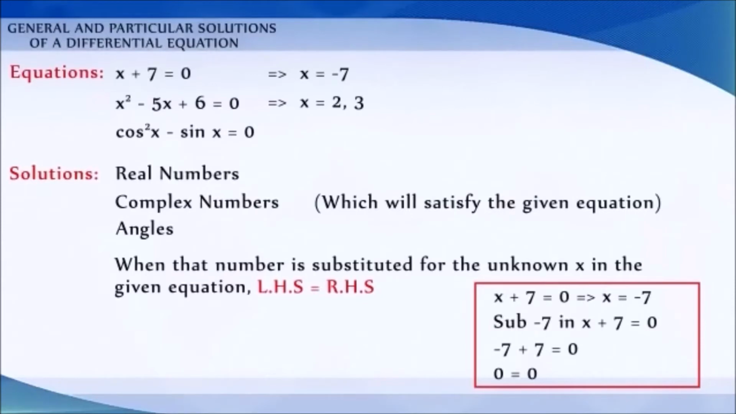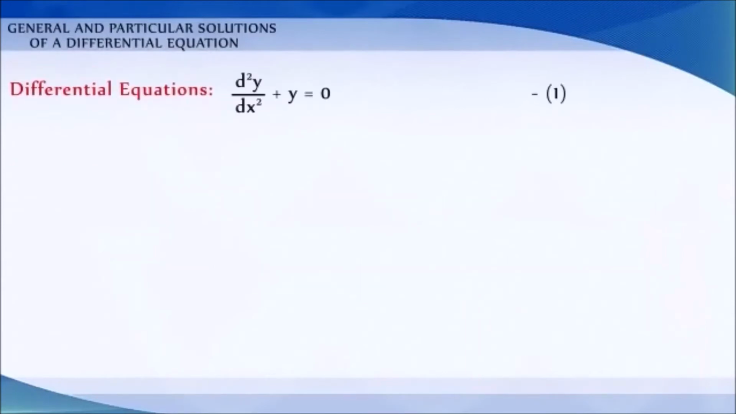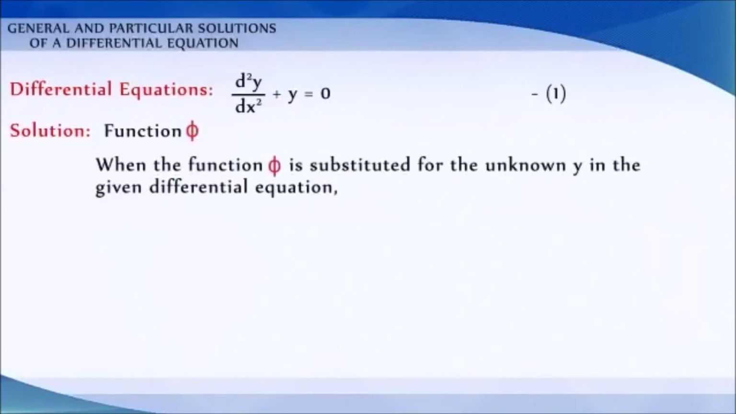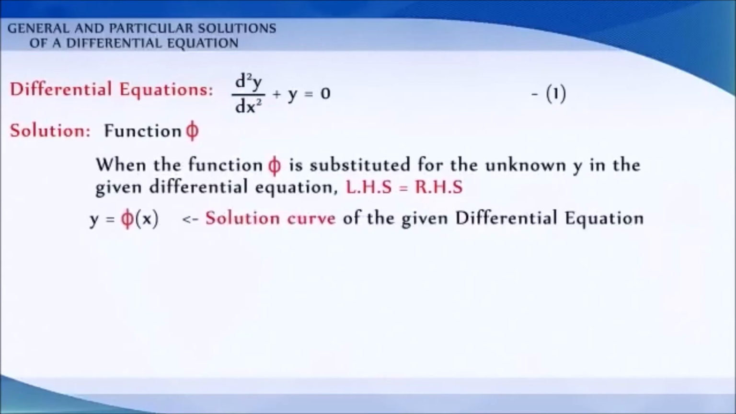Now, consider the differential equation d square y by dx square plus y is equal to 0. The solution of this differential equation is a function phi that will satisfy it. That is, when the function phi is substituted for the unknown y in the given differential equation, the left hand side becomes equal to the right hand side. The curve y is equal to phi of x is called the solution curve of the given differential equation.